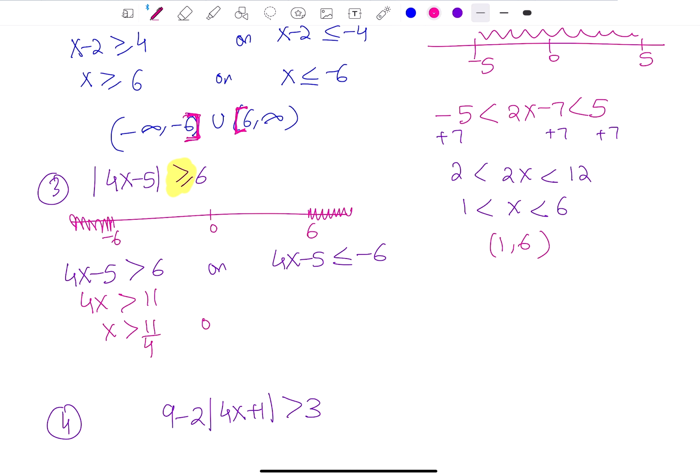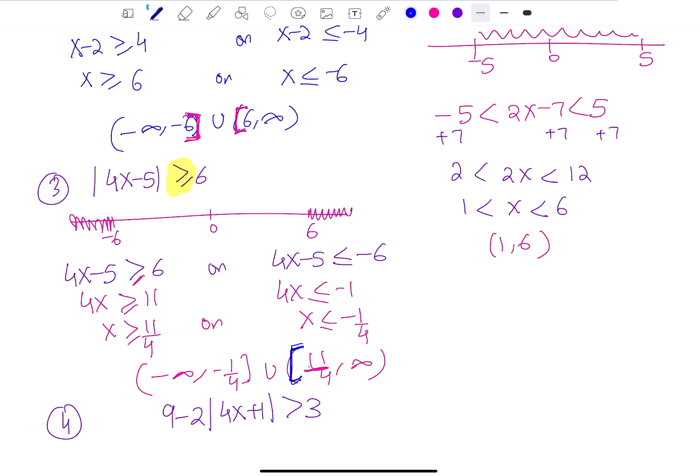x is greater than or equal to 11 fourths, or 4x is less than or equal to negative 6 plus 5, which is negative 1, so x is less than or equal to negative 1/4. That means my solution will be negative infinity to negative 1/4, again with the bracket, and then 11/4 to infinity. All the numbers to the right of 11/4 are okay, and this will also have a bracket here as well, because we did have an equal sign in the problem.